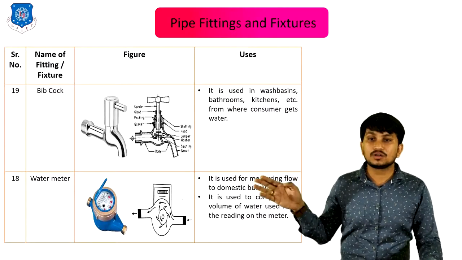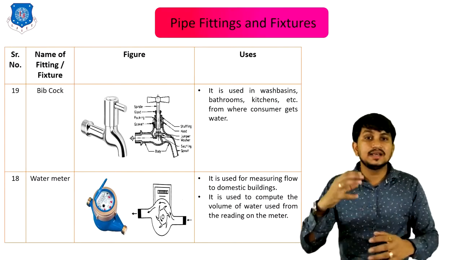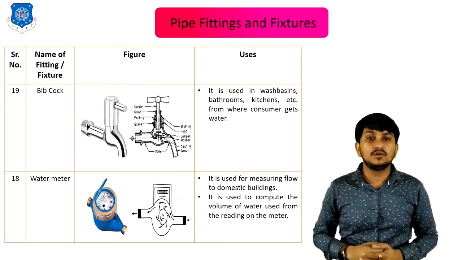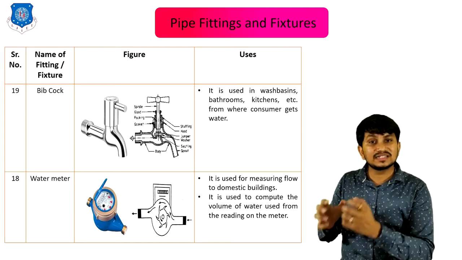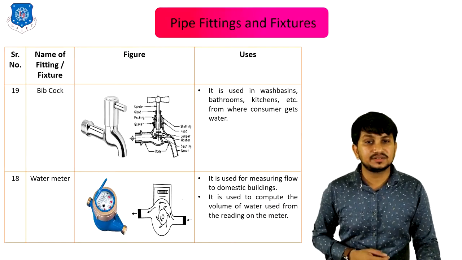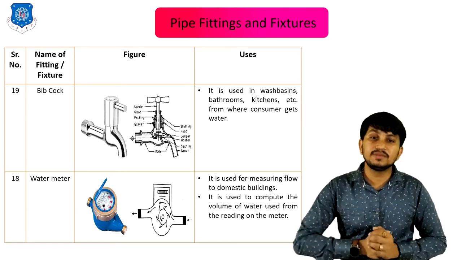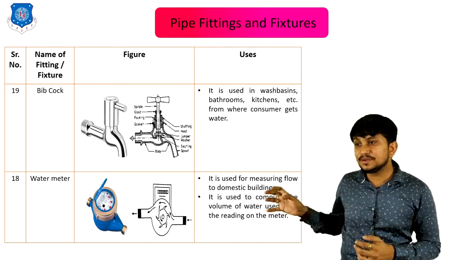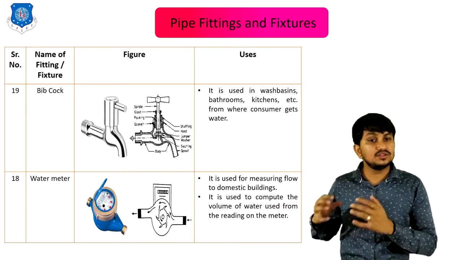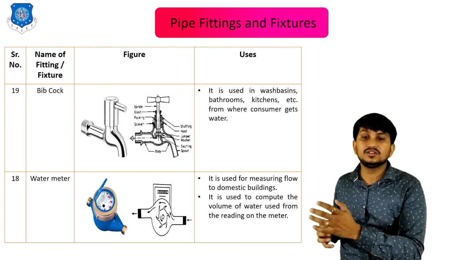Next is bib cock. You can clearly see the bib cock. It is used in wash basins, bathrooms, kitchens, etc., from where consumer gets the water. And the last is water meter. It is generally used for measuring flow to the domestic buildings. You can clearly see the picture of water meter. It is used to compute the volume of water used from the reading on the meter.